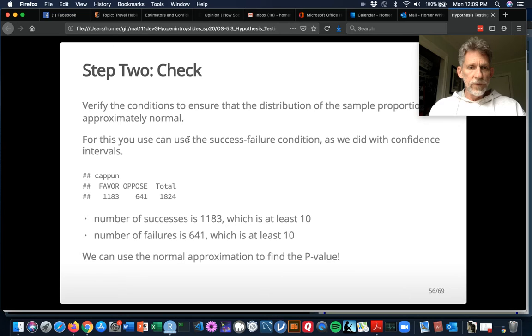So for this, we can use the success failure condition, and we check it out, and we see the number of successes is 1,183. That's definitely at least 10. The number of failures is 641. That's at least 10. So we should feel fine about using the normal approximation to get the p-value.